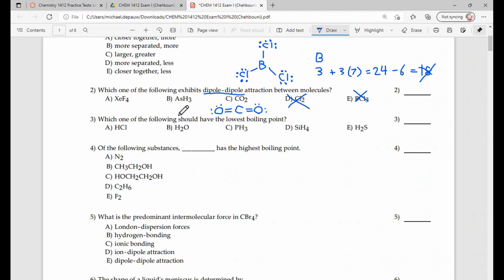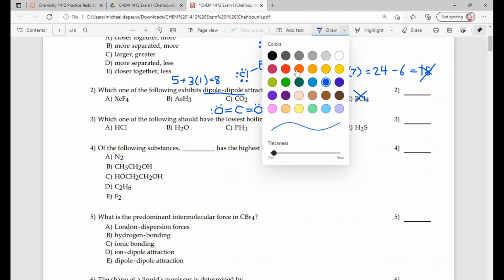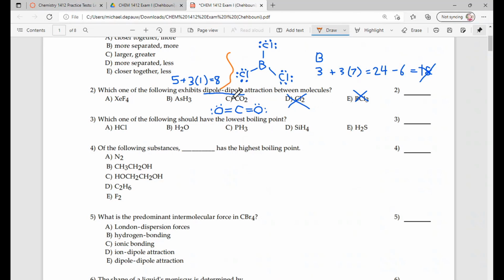What about arsenic trihydride? Well, As has how many valence electrons? 5. And each of the hydrogens has 1. So that gives you a total of 8 valence electrons. Now, for arsenic trihydride, I'll put the arsenic over here and draw a skeleton structure: arsenic attached to 3 hydrogens.